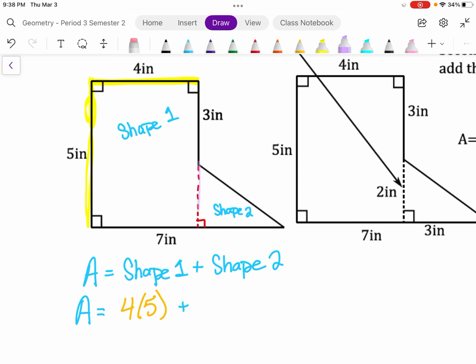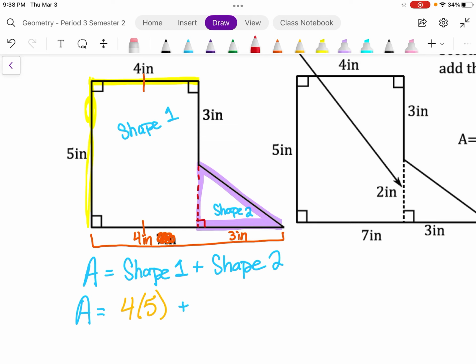And then we have to find the area of this triangle. And remember, the area of a triangle is 1/2 base times height. So let's see what information we know. We know this full length on the bottom of this shape is equal to 7 inches. And the first shape we know is a rectangle, which means the opposite sides are congruent to each other, meaning this section here is 4 inches. So out of the 7 inches, there's only 3 left to be the length of the base of our triangle.